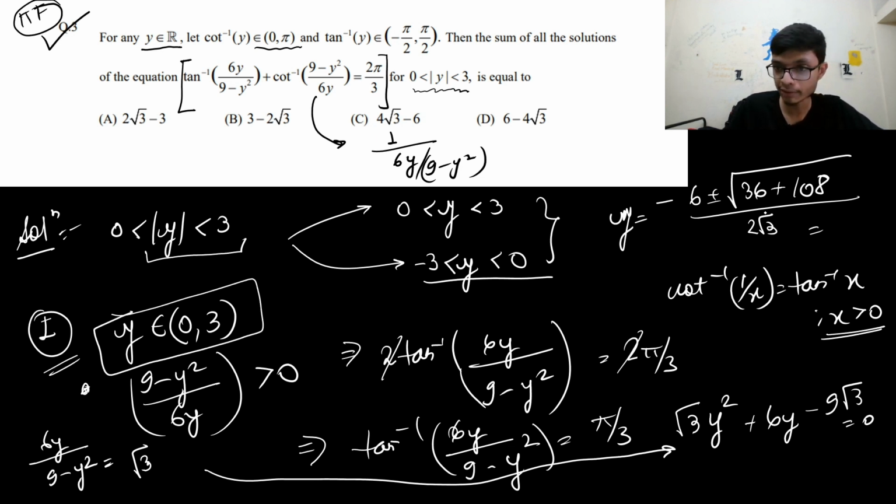So from here you will get the result as 6 by 2 root 3, that will become 3 by root 3, that is simply equal to root 3. So the first answer is root 3, and we know the root 3 value is obviously less than 3. So the first value of this particular problem is root 3.